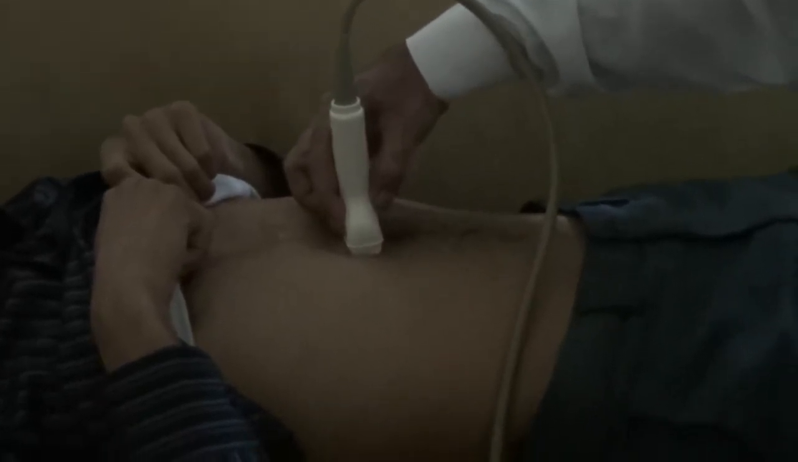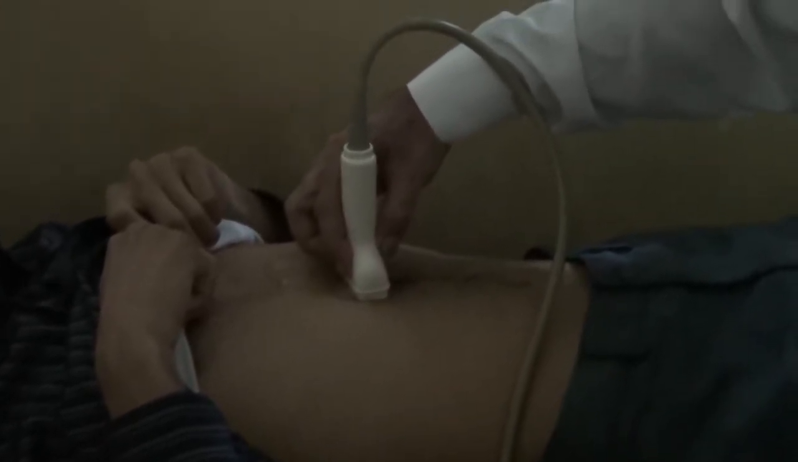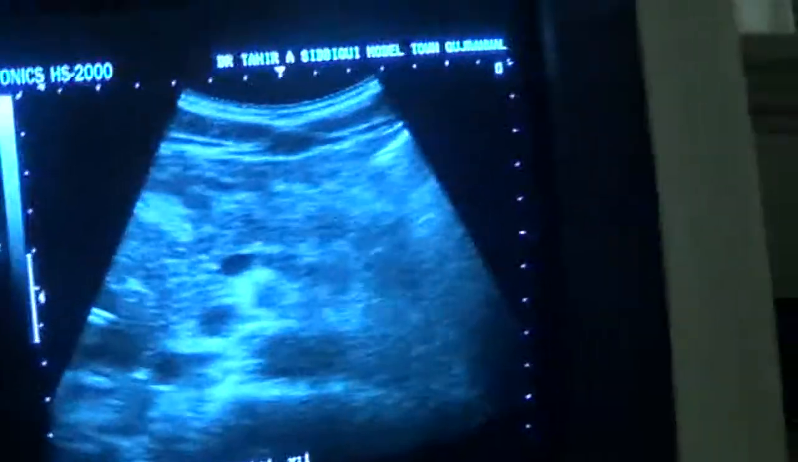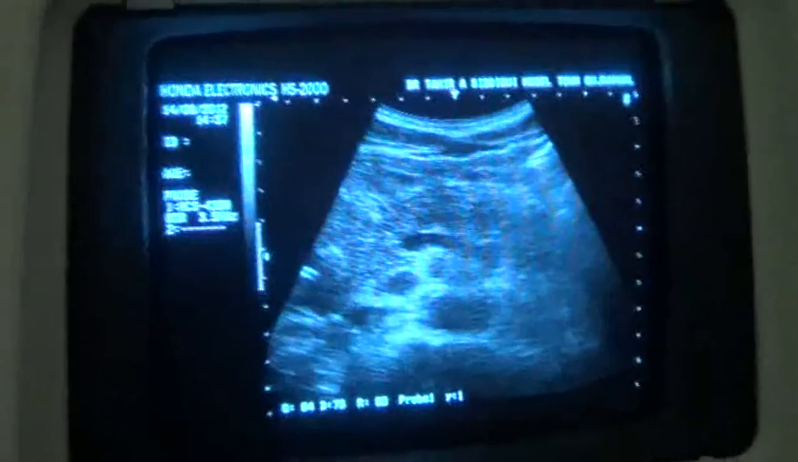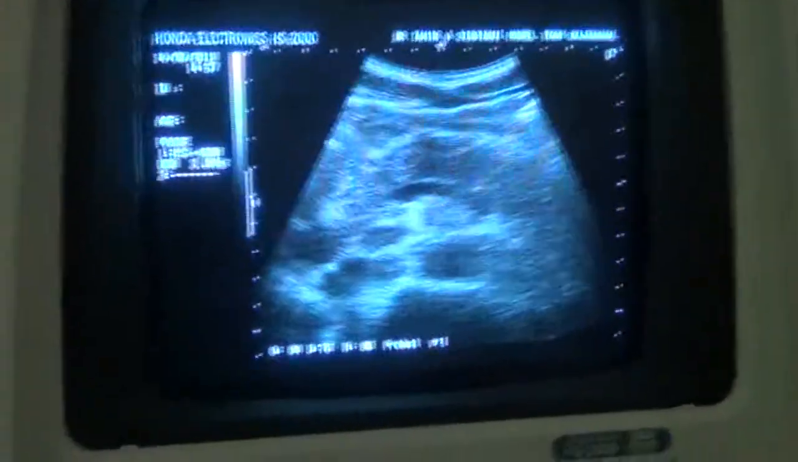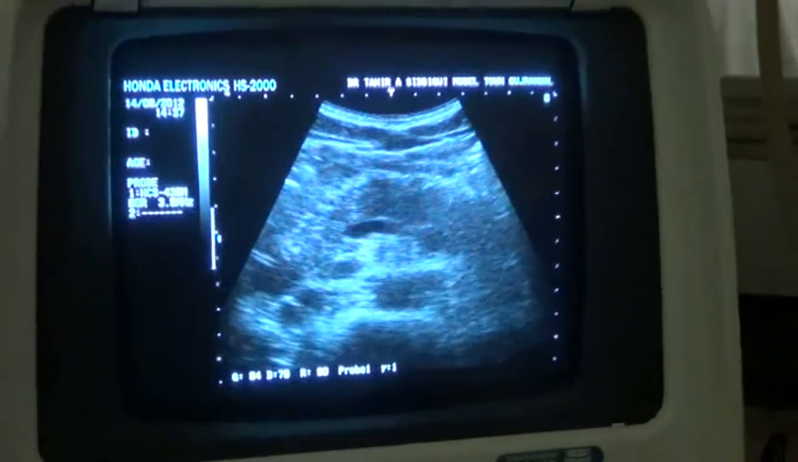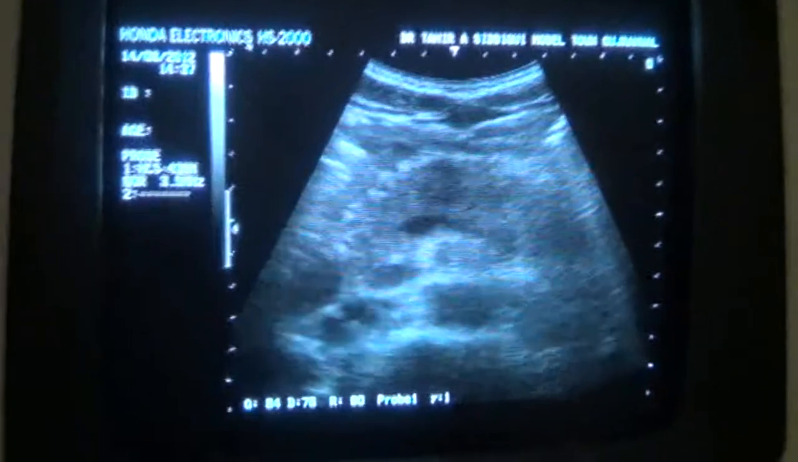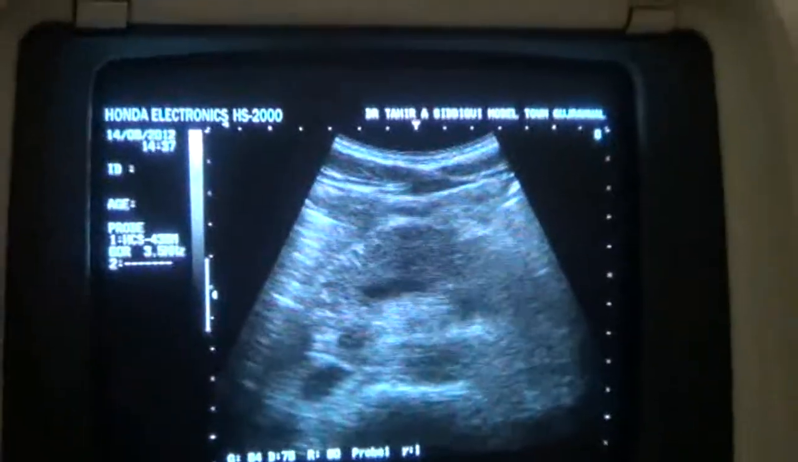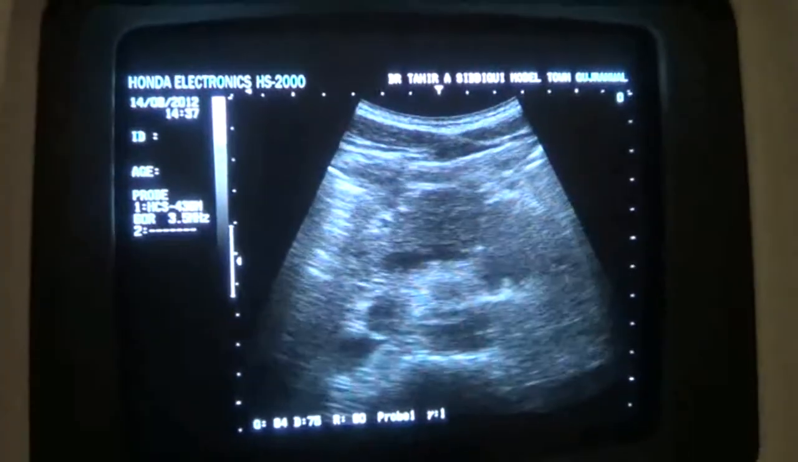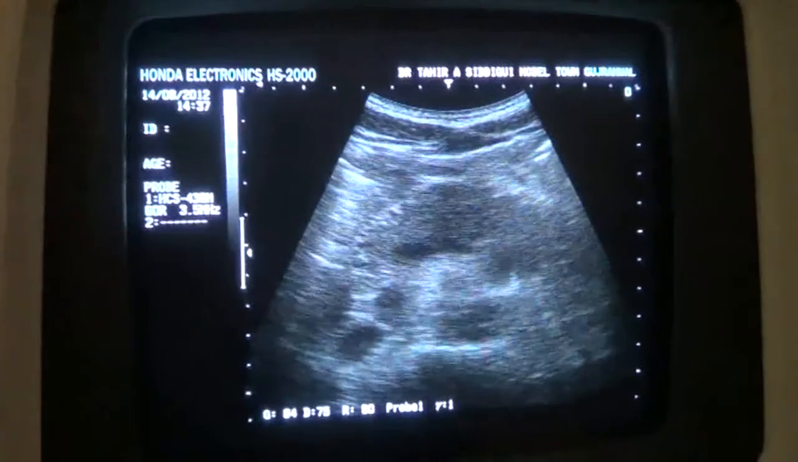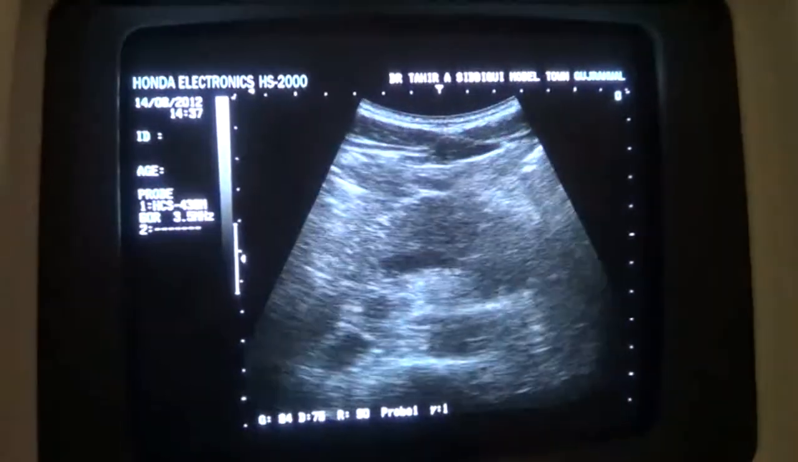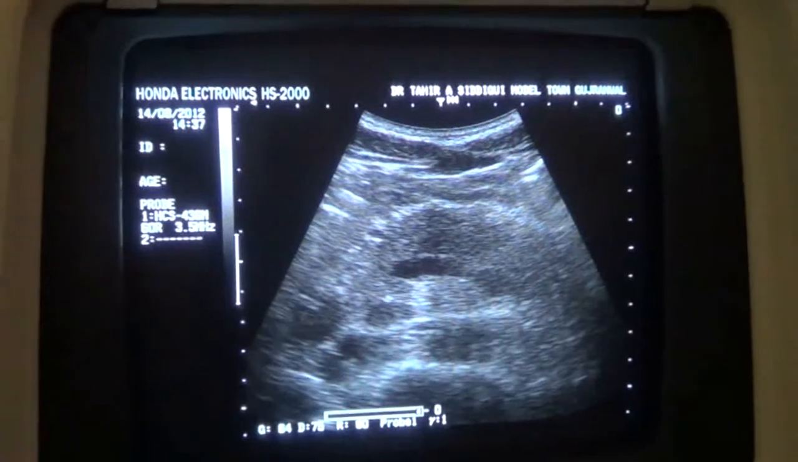Here we see on the ultrasound that this is the pancreas in the center. This is the transverse section of the pancreas. As we can see, the landmark for the pancreas is clearly identified, along with the rest of the central anatomy.